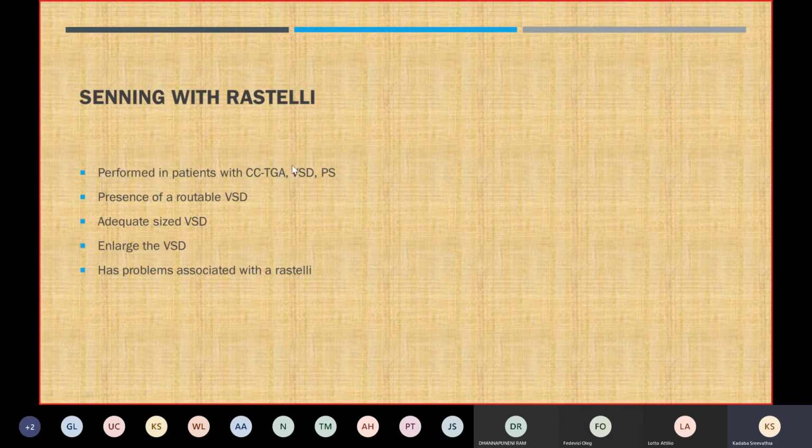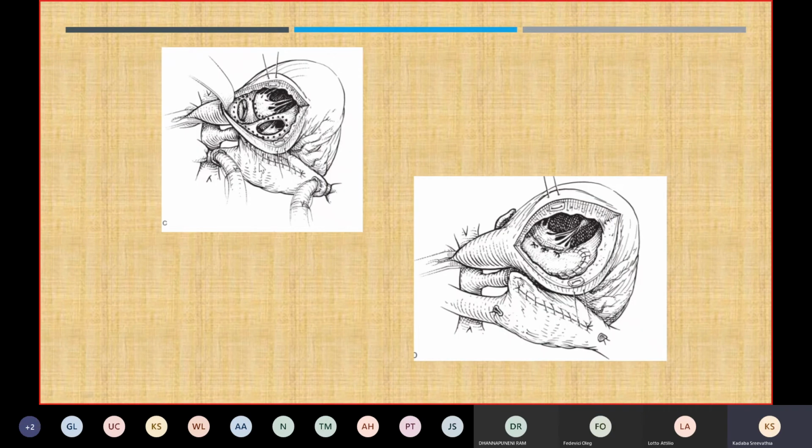In patients who have ccTGA with a VSD and significant PS, a Senning with Rastelli is a reasonable option for surgery. What guides the surgery is the presence of a routable VSD, and the presence of an adequate size VSD as well. If it is not adequate, then we have to enlarge the VSD, and of course, whatever surgery we do, it has problems associated with Rastelli, like conduit stenosis, conduit regurgitation, redo surgeries for these patients, and so on and so forth. Now, this is a pictorial representation of a Senning Rastelli repair.